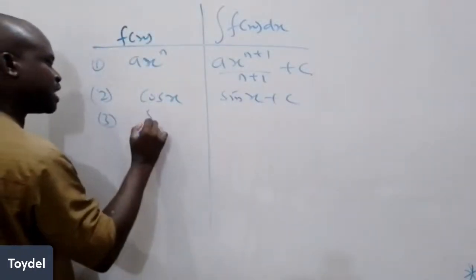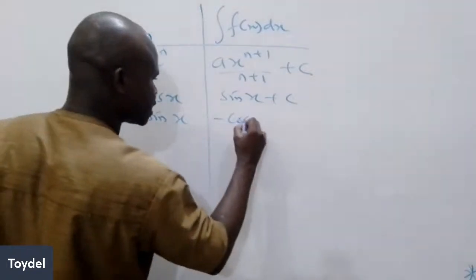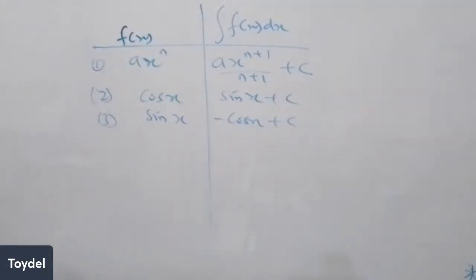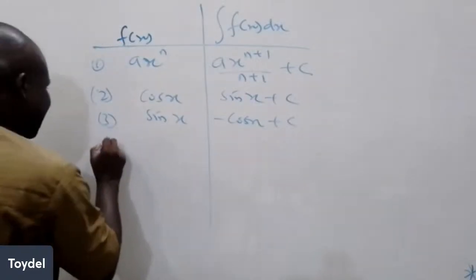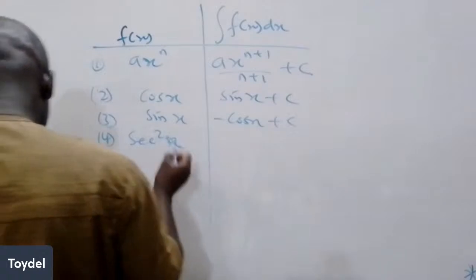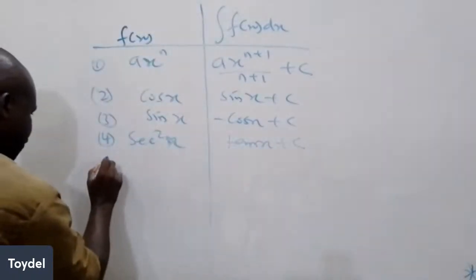The third one, if you have sin x, these are trigonometrical functions. Sin x, it will be minus cos x. And you know, of course, this is the reverse of what we have under differentiation. Then here, if you have sec square x, then we are going to have tan x. Of course, we can prove all this.